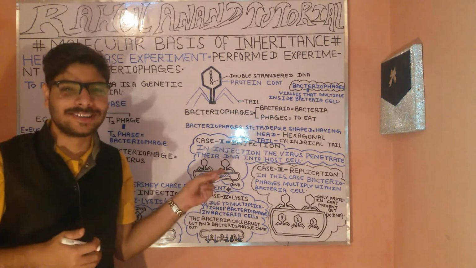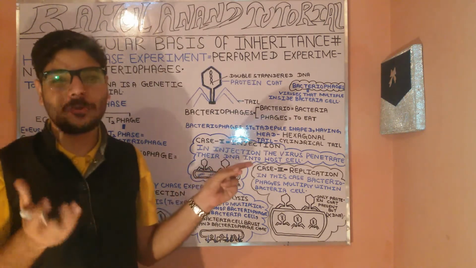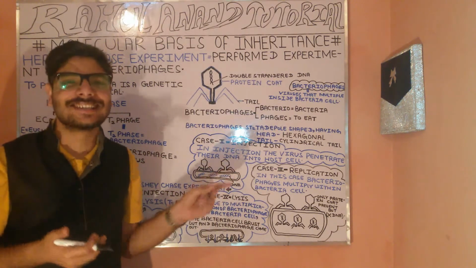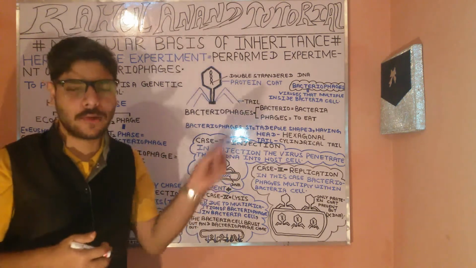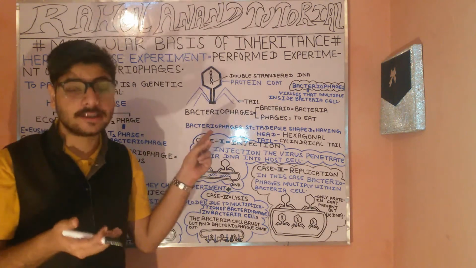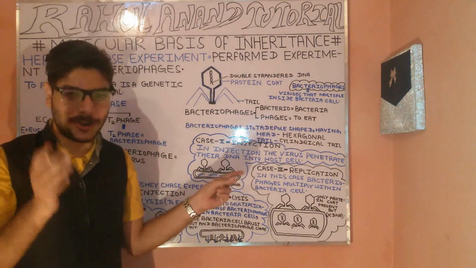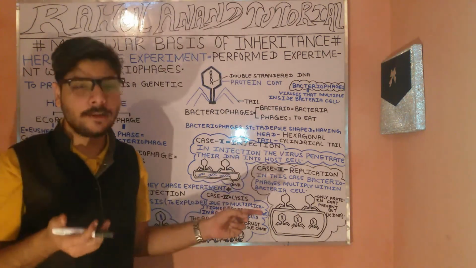So when we are talking about the injection, what will actually occur in these cases? The bacteriophage, or rather the viral cell, will start to penetrate its deoxyribonucleic acid into the host cell. Then the third stage, the multiplication.